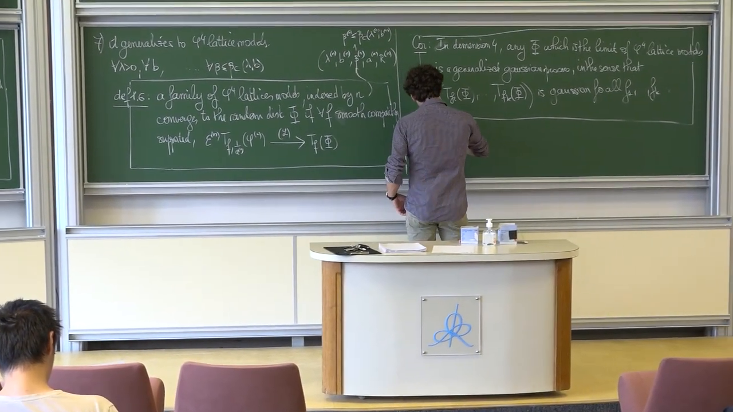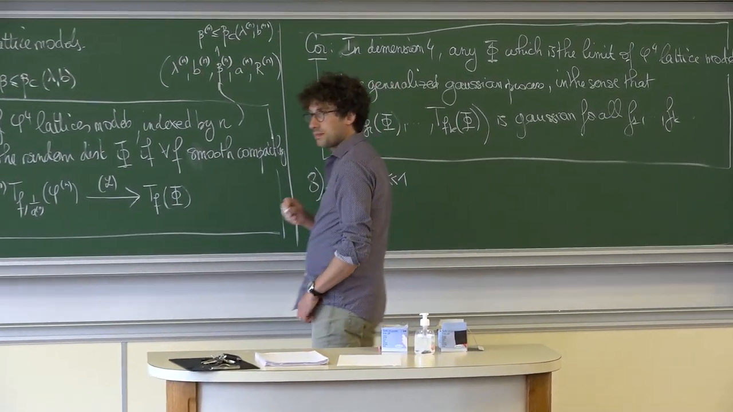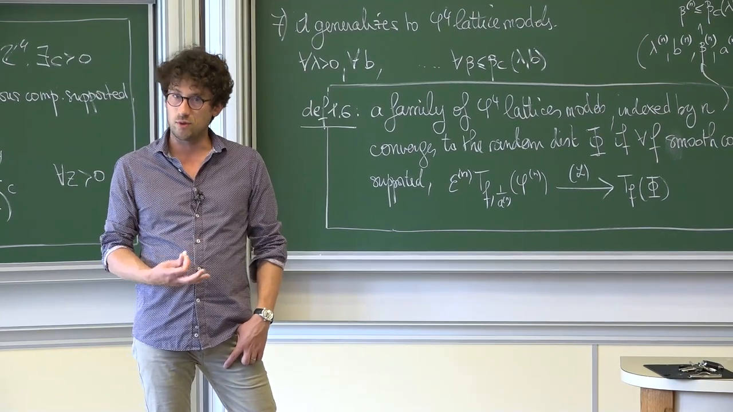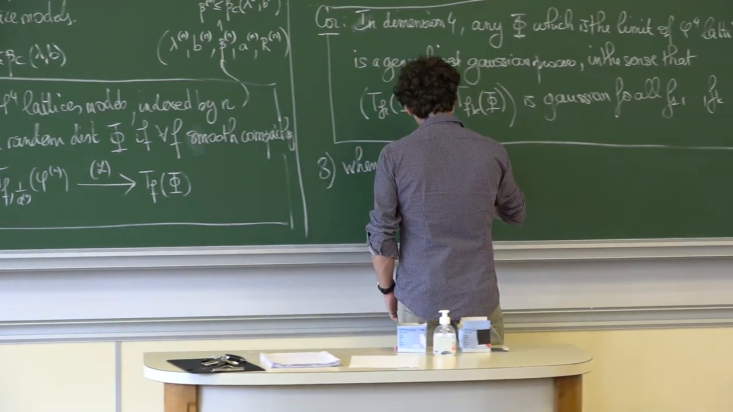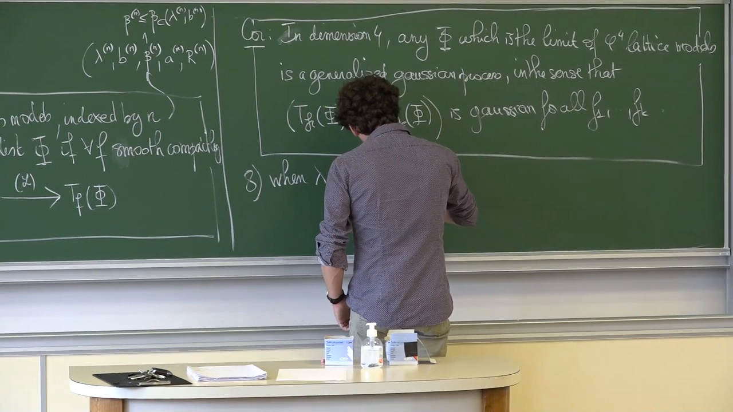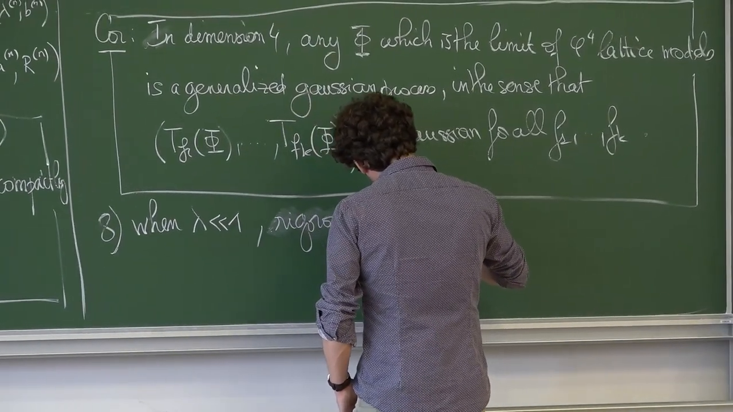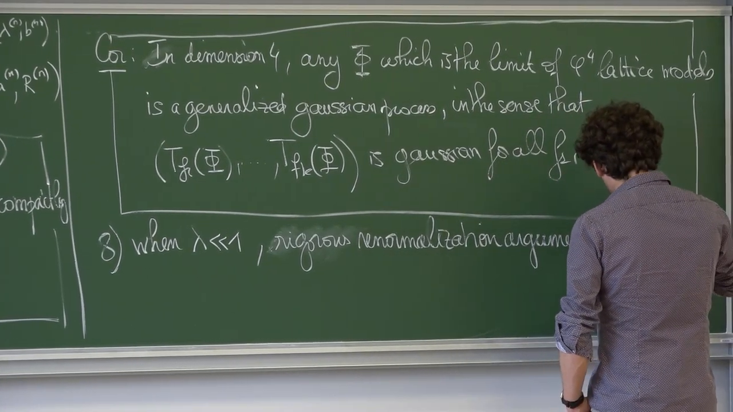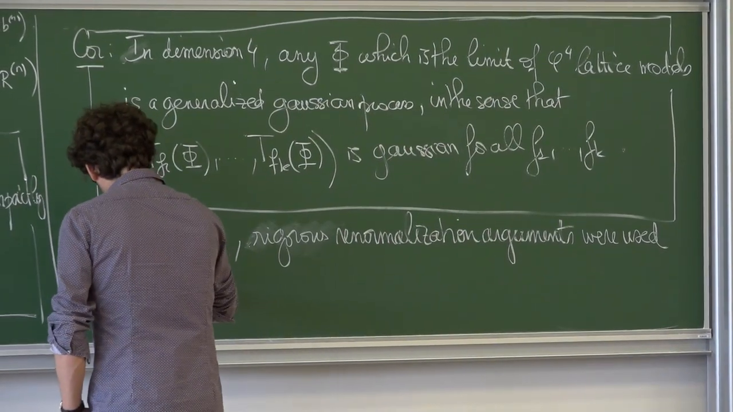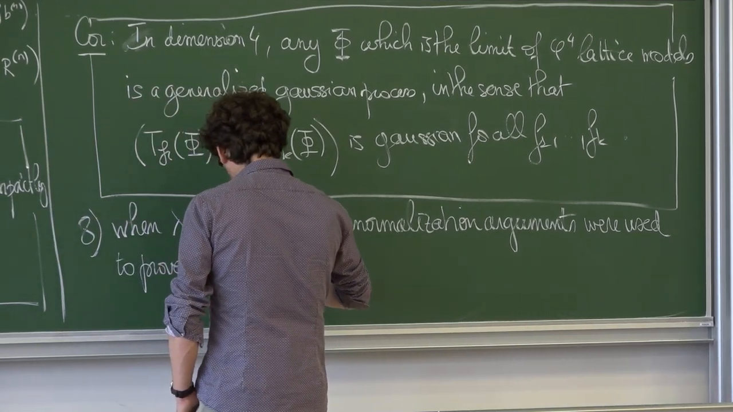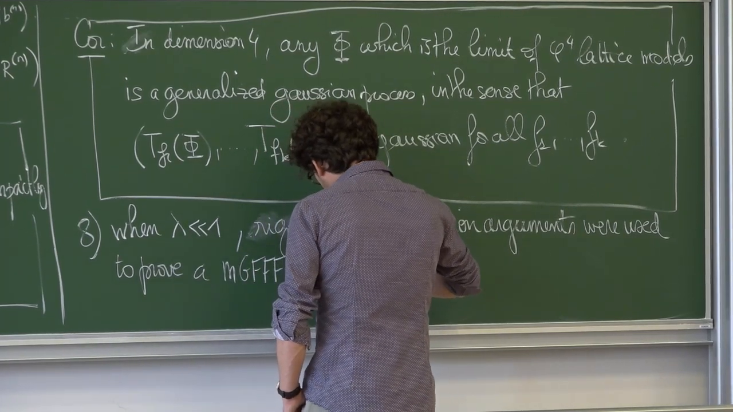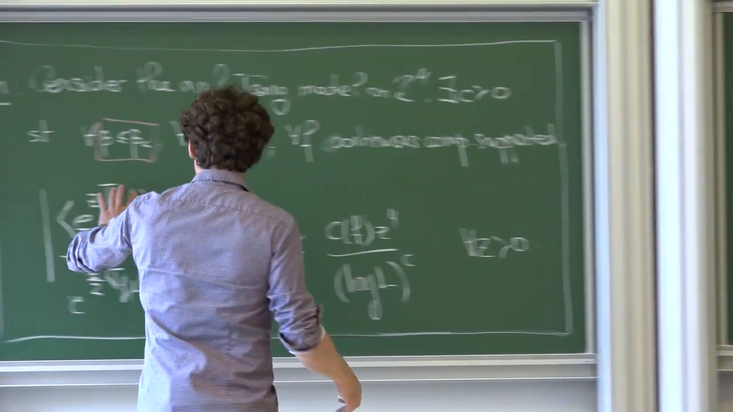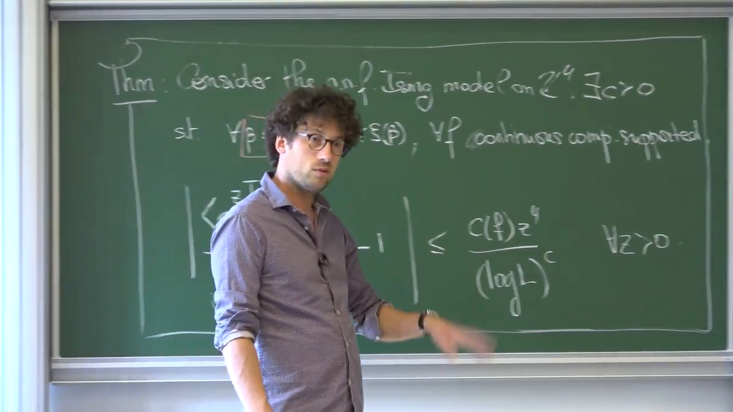So when lambda is much smaller than one, in some sense, you are looking at a φ^4 model that is quite close to a Gaussian process, which would be lambda equals zero. So then you have rigorous renormalization arguments that were used to prove convergence to a massive GFF scaling limit. When I say massive, I also include zero mass, meaning that there you could even prove that this converges really to what you get when you look at a continuous massive Gaussian free field.